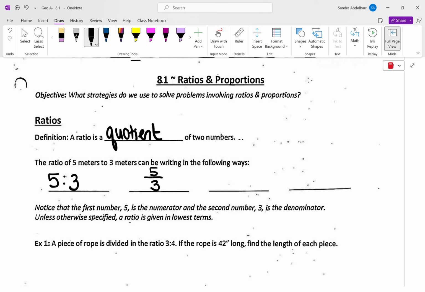Sometimes you'll see the word "to", so 5 to 3. And the very last way, which we will very, very rarely use, probably never, is that baby division sign from elementary school, 5 divided by 3.